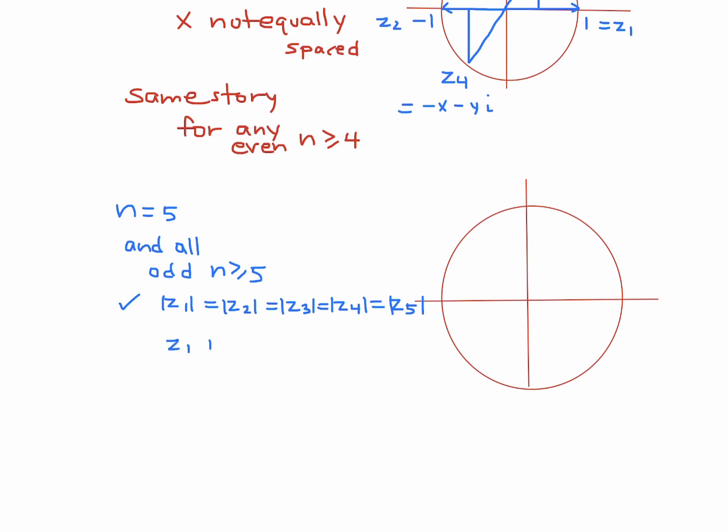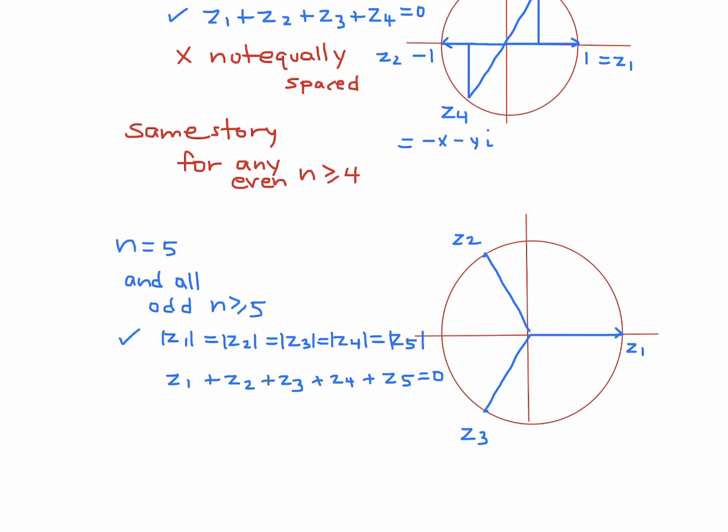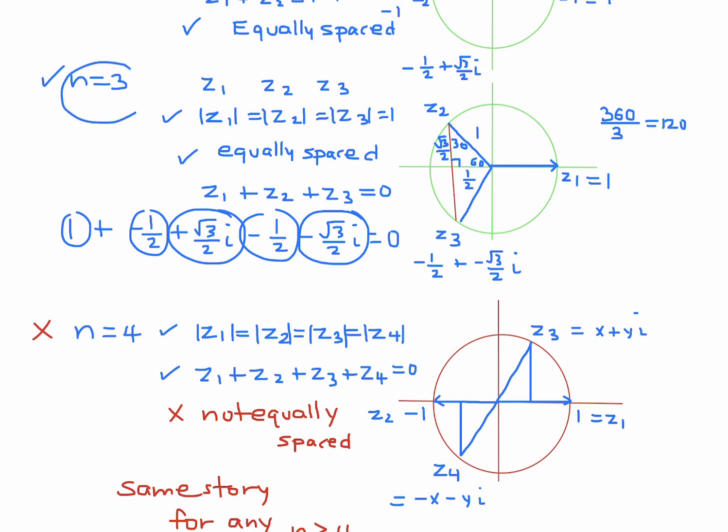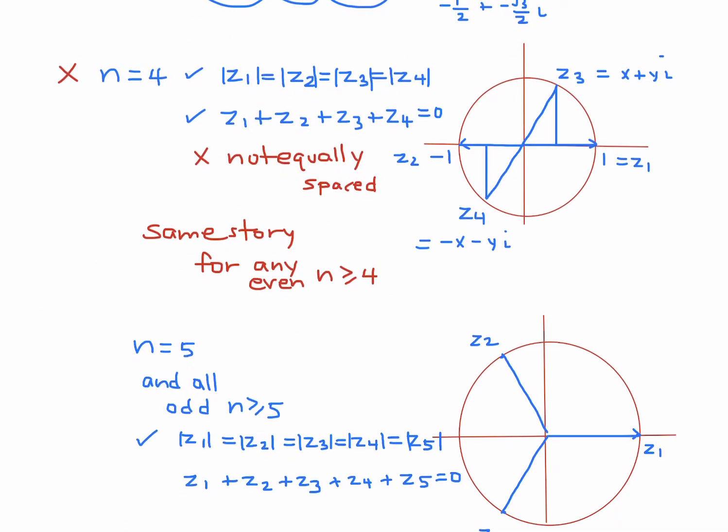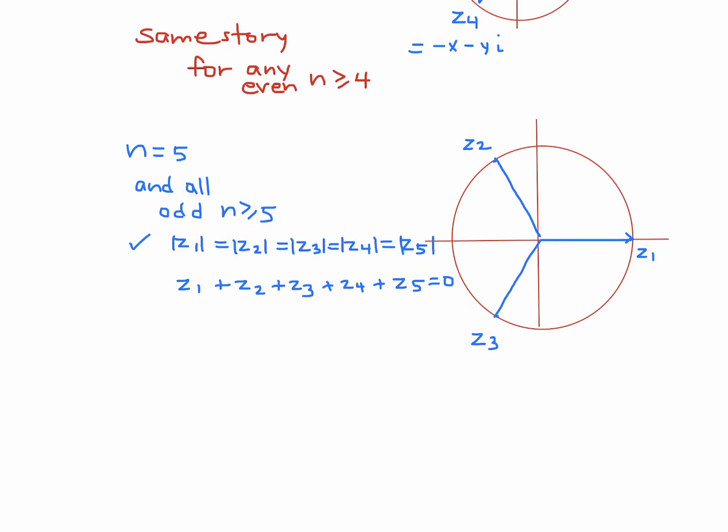And then I've got to make sure that z1 plus z2 plus z3 plus z4 is equal to 0. Well, I'm going to actually combine the n equals 3 scenario. If you look back, I had created a beautiful scenario for n equals 3, where this was z1, this was z2, and this was z3. And I had shown that up here, right? This was n equals 3. And I showed that when you do it like that, you can make it work. It will be equally spaced, and all of these will add up to 0.